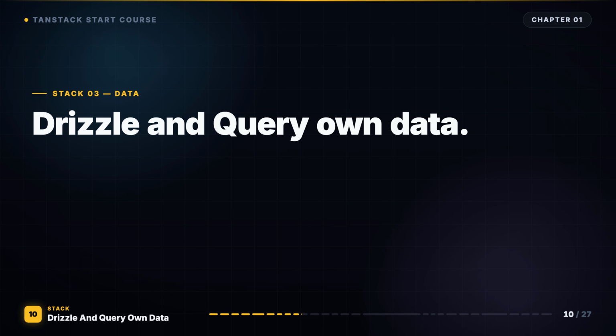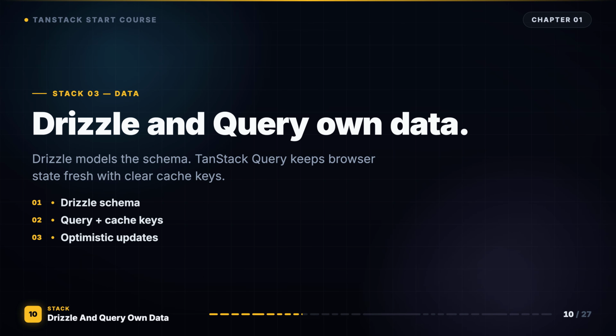Drizzle and TanStack Query own the data story. Drizzle models the schema in TypeScript and gives us type-safe SQL. And Query keeps the browser state fresh, with clear cache keys, plus optimistic updates later on.